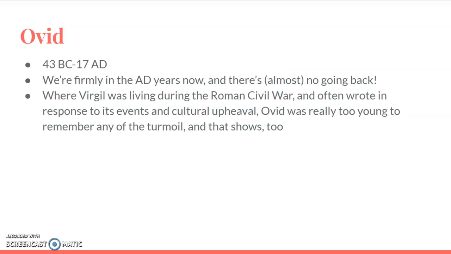So Ovid was born in 43 BC, lived until 17 AD. With one exception, we're firmly in the AD years now. So while Virgil was living during the Roman Civil War, and he often wrote in response to it, and it very much seems to have shaped his worldview as a writer, Ovid was too young to remember that turmoil, and that shows too. Ovid writes in a much more optimistic way. He writes much less gravely and seriously about some current events and about his outlook on the world.